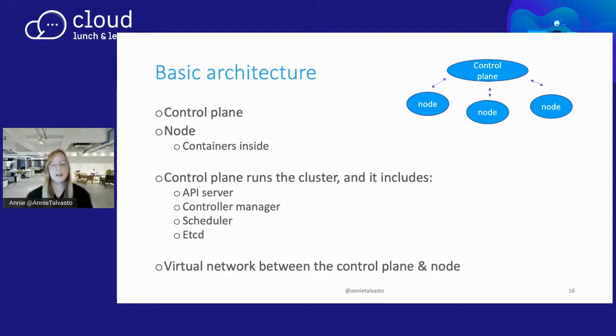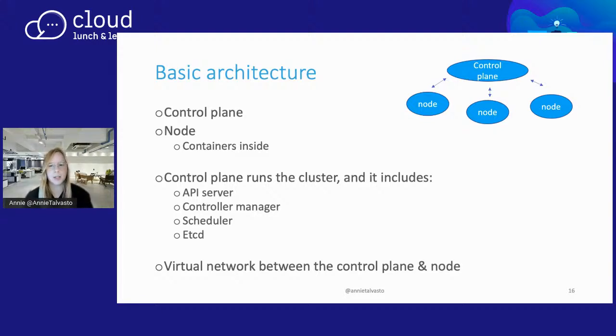Really quickly about the basic architecture of Kubernetes. You have the control plane and the node, and the containers are inside the node. The control plane is the mastermind, I guess. Essentially, each node has Docker containers, and that's where the work is happening. The control plane is the one that keeps things running.